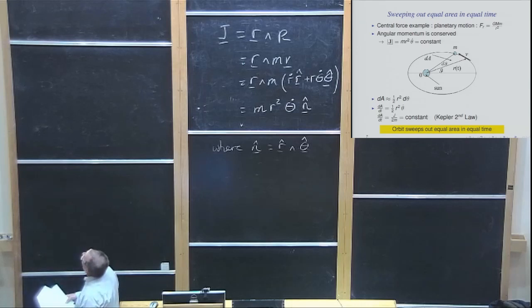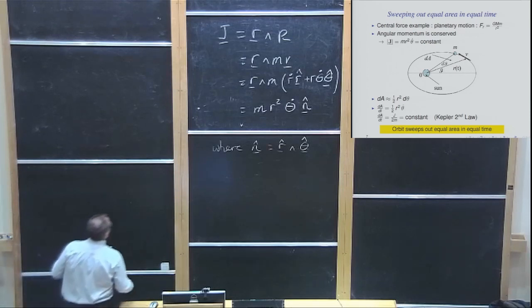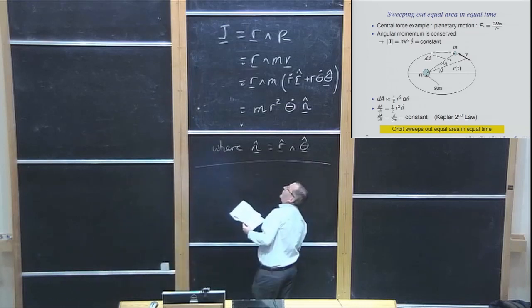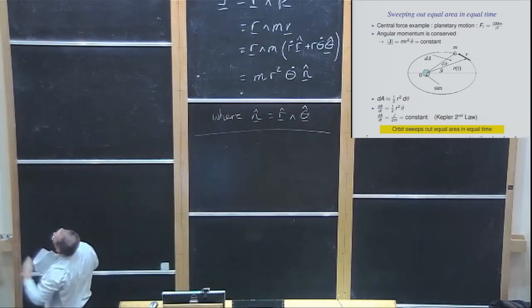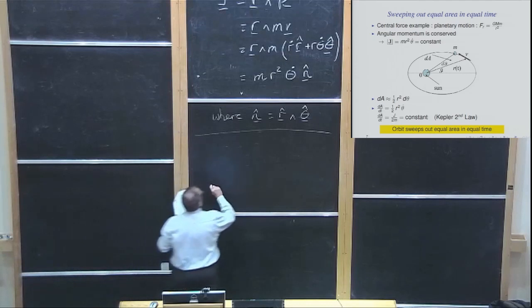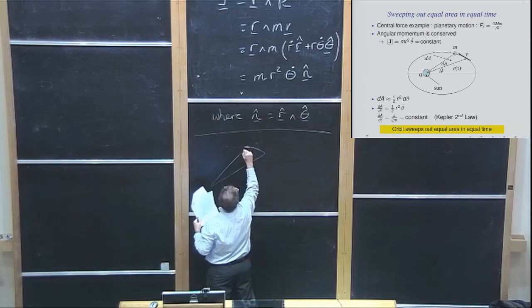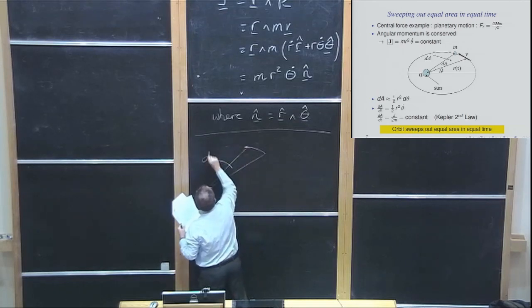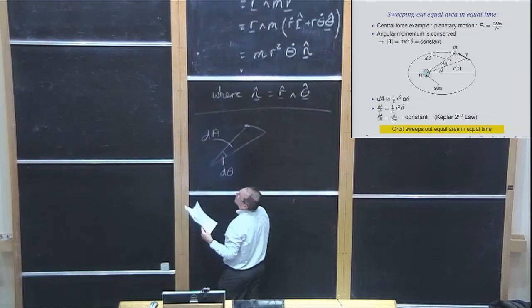So F is GMm over r squared. Angular momentum must be conserved, so m r squared theta dot is conserved. Okay, so if we consider some small interval of time, this planet, let's call it a planet, will move some distance, and it will sweep out some area, what we can call dA, as it revolves through an angle d theta.